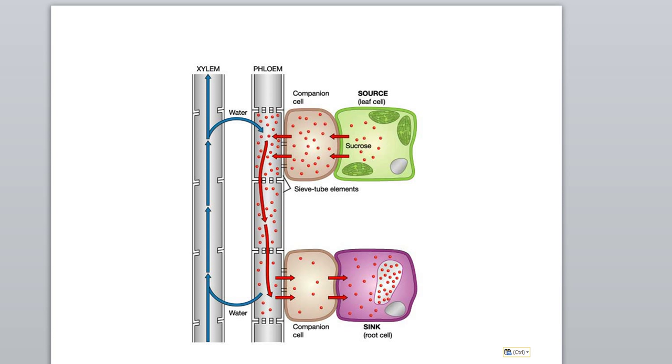So to recap, sugar is actively transported, which leads to osmosis, which leads to positive pressure, which pushes everything down, and then the sugar is actively transported into the companion cell, then into the sink cell. Then water diffuses out, making the pressure much lower than up here, and then driving the whole process.